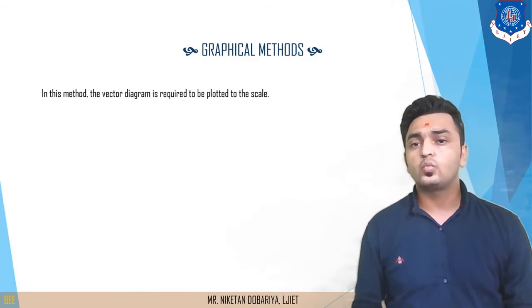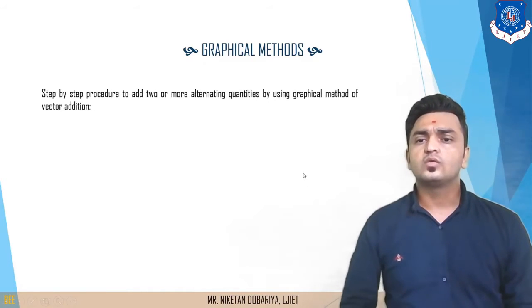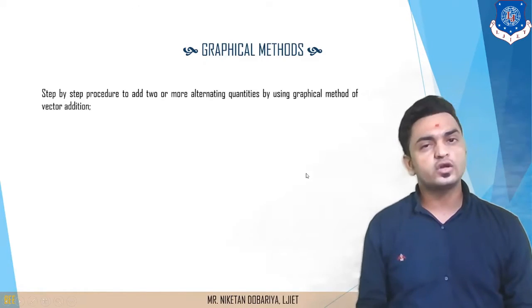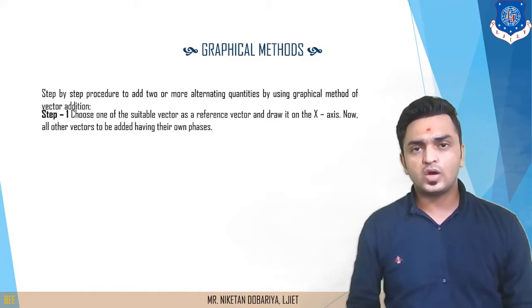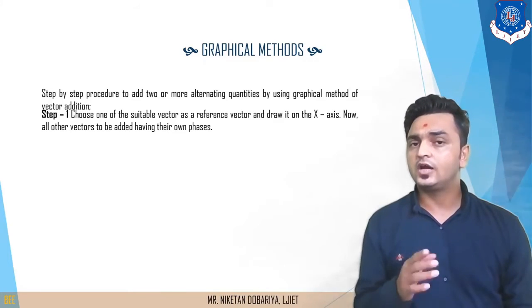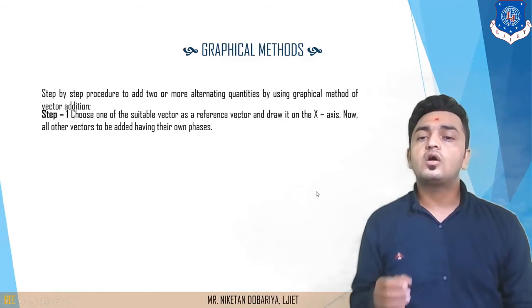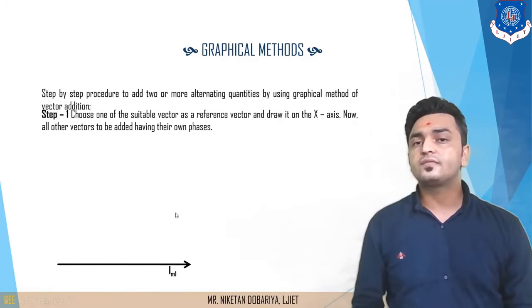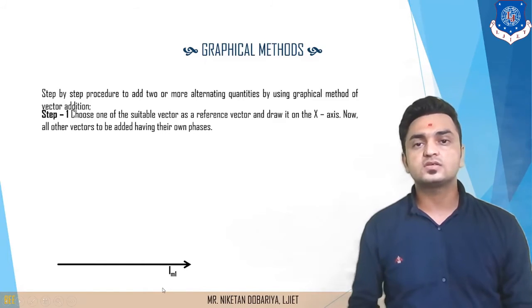In this method, the vector diagram is required to be plotted to scale. Now, let's discuss the step-by-step procedure to add two or more alternating quantities using the graphical method of vector addition. In step number 1, choose one suitable vector as a reference vector and draw it on the positive x-axis. All other vectors to be added have their own phases. Let's consider the first vector, which is on the positive x-axis, and we have named it Im1, the first current.